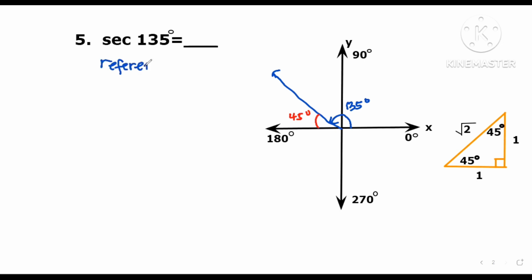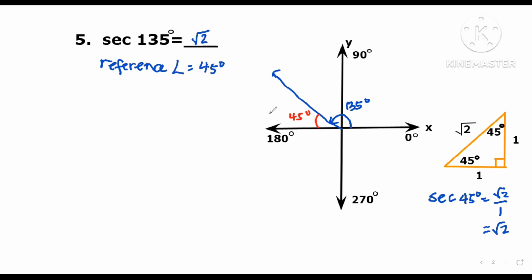Reference angle is 45 degrees. So let us now go back to our 45, 45, 90, no? So since secant is the reciprocal function of cosine, so how do we get secant of 45 degrees? Since cosine is adjacent over hypotenuse, then secant is hypotenuse over adjacent, no? Okay. So secant 45 is square root of 2 over the adjacent, which is equal to 1. Okay. Or square root of 2. Secant of 135 is also equal to square root of 2.